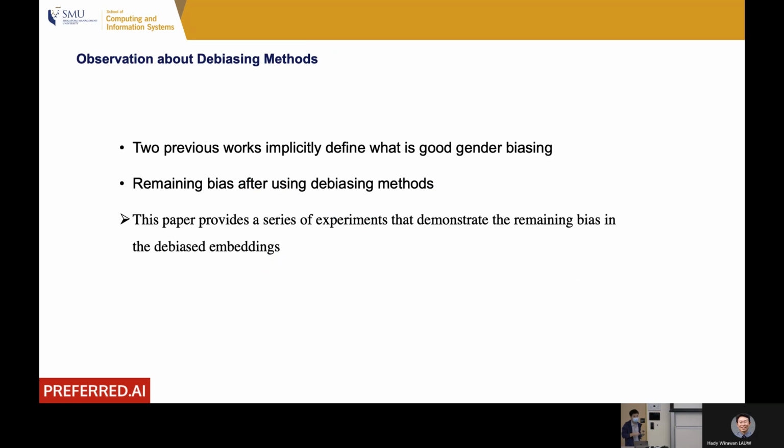However, the paper observed that the previous methods do not remove the gender bias; it is all still maintained in the word embedding. So the main contribution of this paper is that they run experiments to verify that the gender bias is still in the word embedding after the debiasing methods are applied.